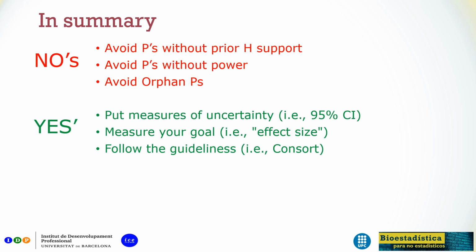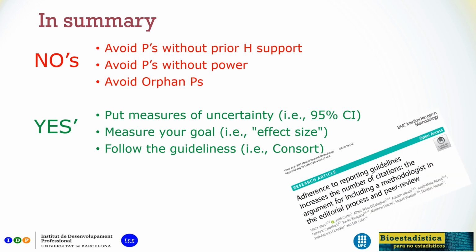And avoid orphan p's. But let's state it positively. First, add intervals of uncertainty. Second, indicate the measures of the degree to which you want to achieve your objective, i.e., if you want an intervention, report the effect size. And third, follow the reporting guidelines. As a reward, your impact will increase.